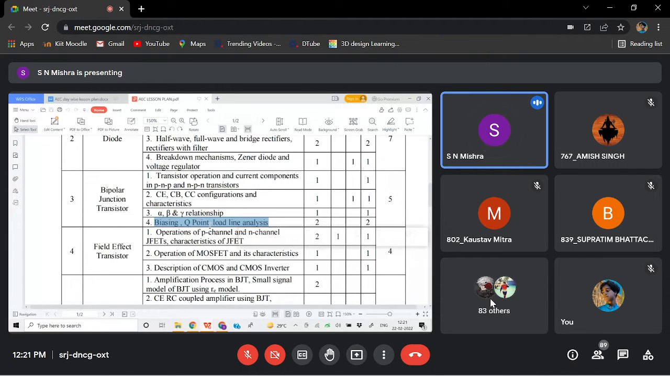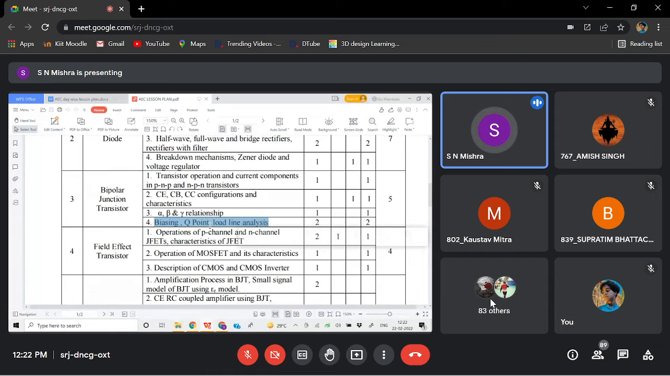Suppose I try to design an amplifier which will give you a gain of 100. That means output by input value should be 100. When I am giving 1 millivolt of signal at the input, I should get 100 millivolt at the output. So that 100 millivolt output divided by 1 millivolt input, the gain should be 100.